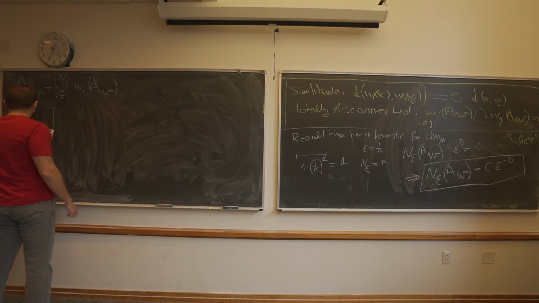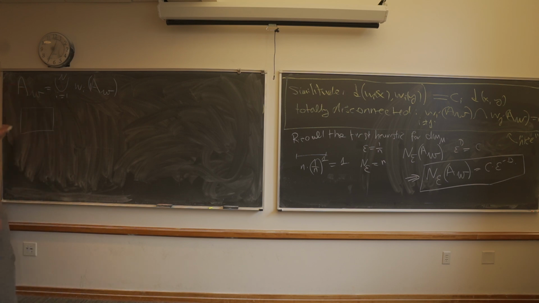You should think of it like this. If this whole thing is my attractor, it probably has holes and stuff. And let's say one of the functions is w_i. Well, it's going to be a smaller piece of it, basically the same shape, just a scaled version. So let's say this is A_W, and this is w_i(A_W).